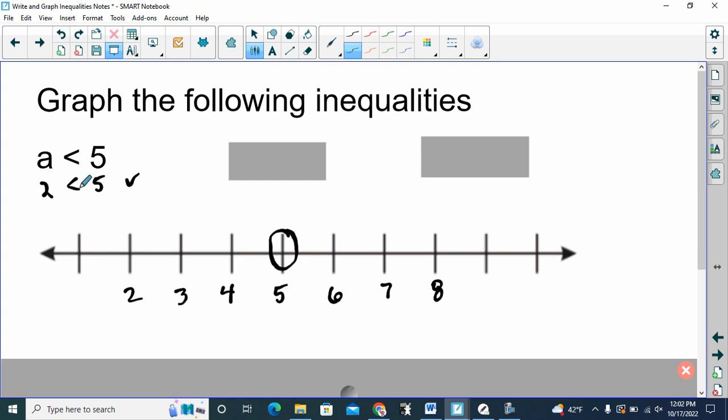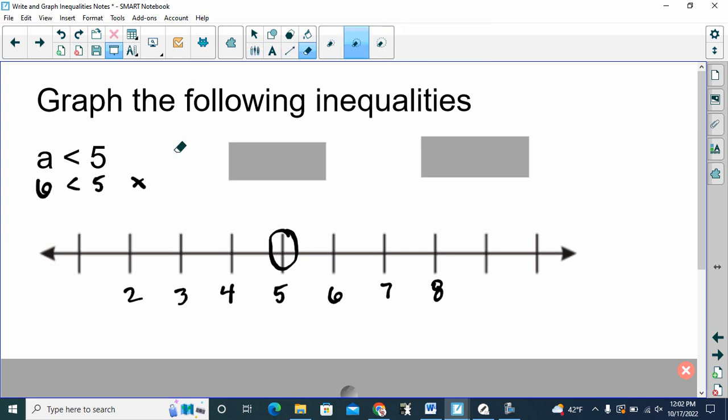Suppose that I had picked 6 instead of 2. If I plug in 6, now it says 6 is less than 5. That's false. So I don't want to shade in 6. 6 is on the right side, which again tells me to shade in left.